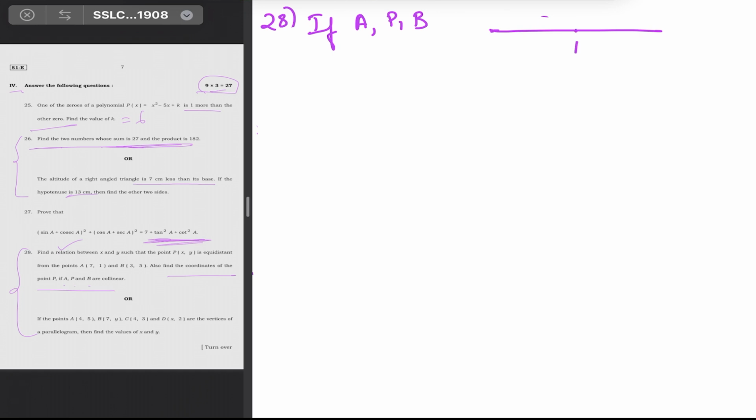And we also know that they are equidistant. The coordinates of the points are A (7, 1), P (x, y), and B (3, 5). They are collinear and are also equidistant. So, if it is equidistant, it is nothing but the midpoint. P is the midpoint of the line joining the points A and B.